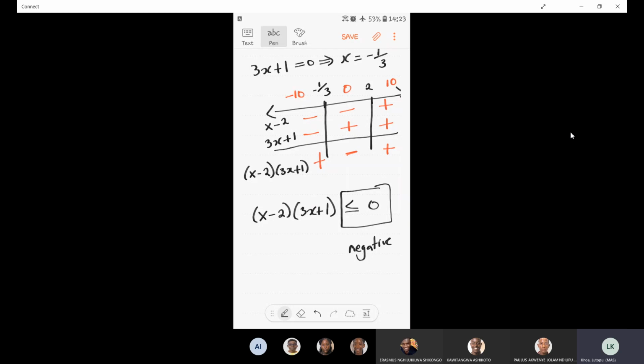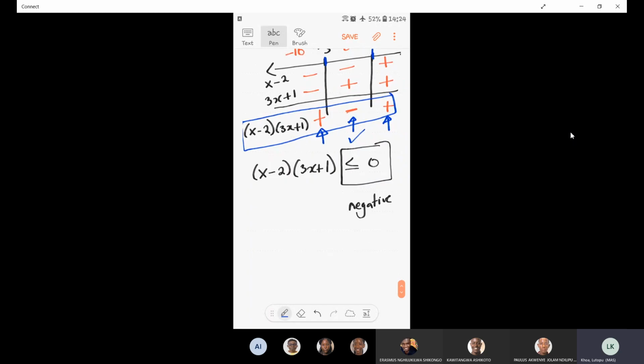Okay, so when that is negative, I now go to the last column. So this is what I will now consider. So I'm looking at this row over there. And then I look at the column that has negative. So the first column here, positive, no, that is not what I want. The second one over here, it's negative, yes, that is what I want. The third column here, positive, no, that is not what I want. So the solution will be numbers between -1/3 and 2.